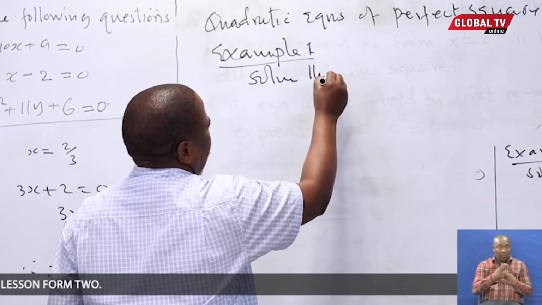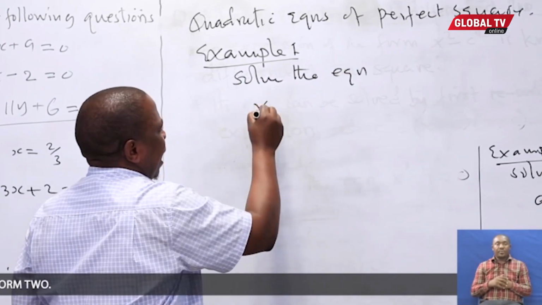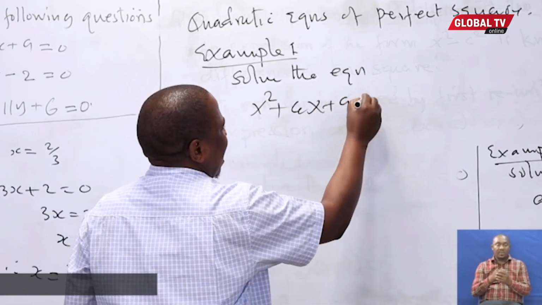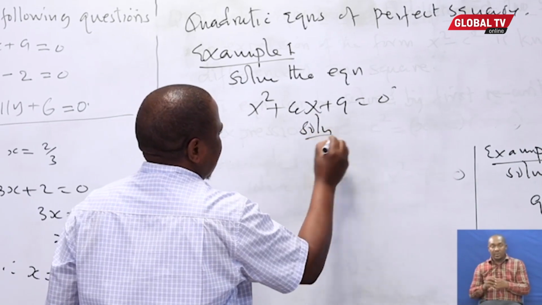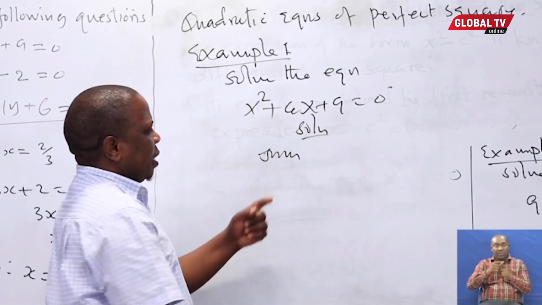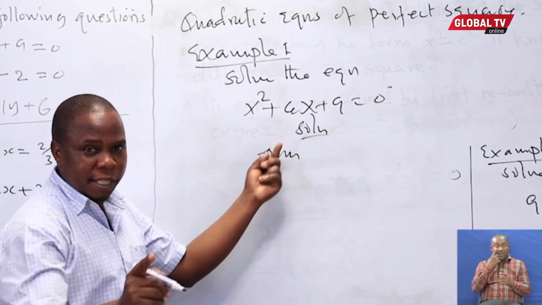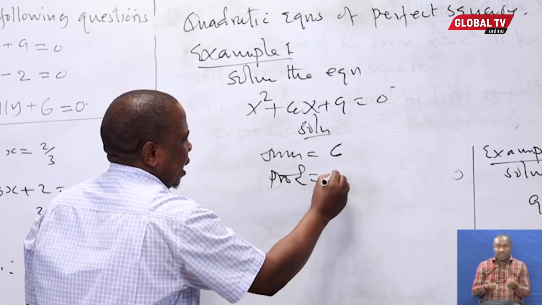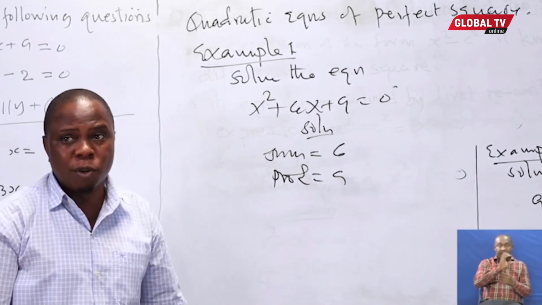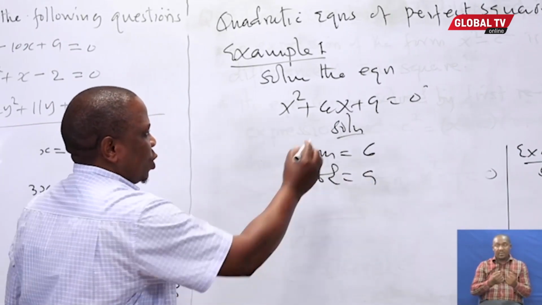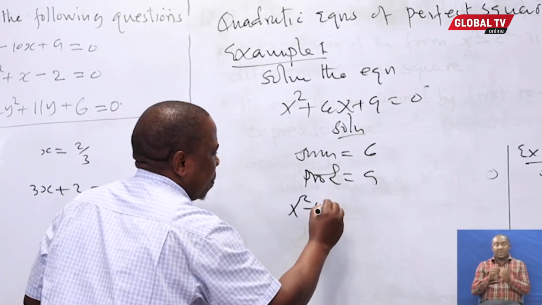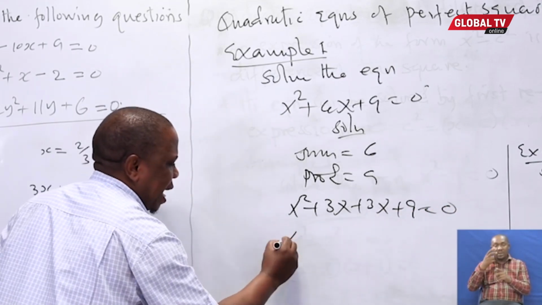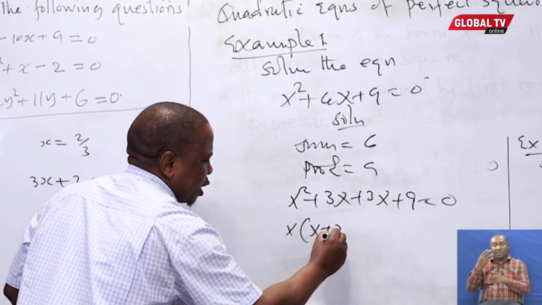Let's say you are given, solve the equation x squared plus 6x plus 9 is equal to 0. Split the middle term. Two numbers whose sum is the coefficient of the middle term, that is 6, and whose product is 9. Can you give me those two numbers? 3 and 3. So this can be written as x squared plus 3x plus 3x plus 9 is equal to 0. What is common here? x. Take x out: x plus 3.